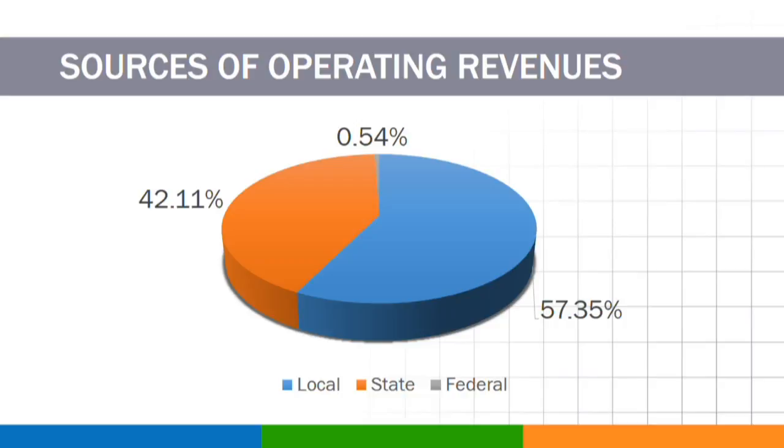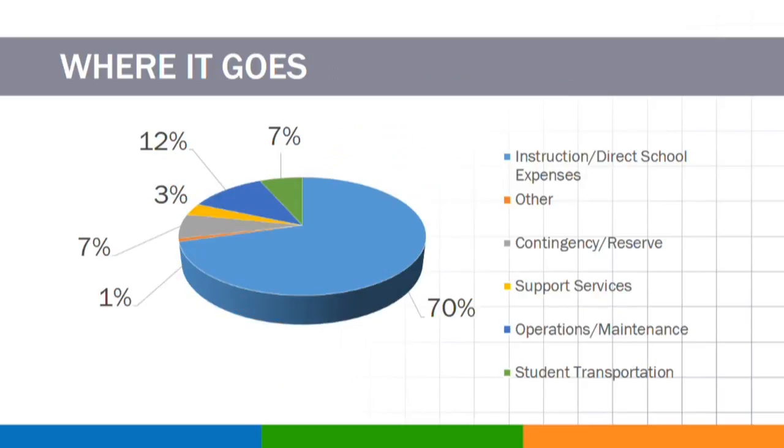So the sources of our operating revenues, you see the pie chart broken down into local, state, and federal: 57% from local sources, 42% from the state, and federal just under 1%, half of a percent at 0.54. And where does it go? The majority of it is in our instruction and direct school expenses, as well as the support services, student transportation, and operations and maintenance. That is where all of the funds and revenues that we receive go in the general fund.